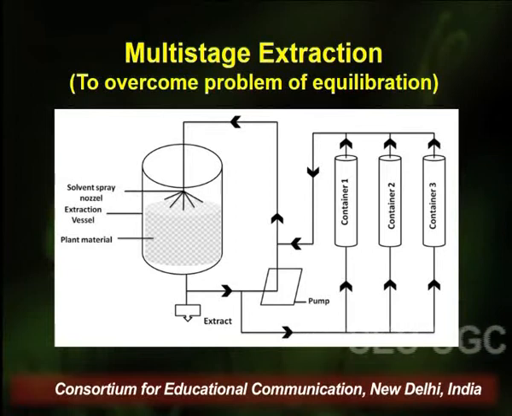Once this extraction with the solvent in container 3 is completed, this solvent is then entered into container number 1. This is how this cycle keeps on rotating, and we get a concentrated extract without attaining the equilibrium, and this helps in increasing the overall mass transfer rate.